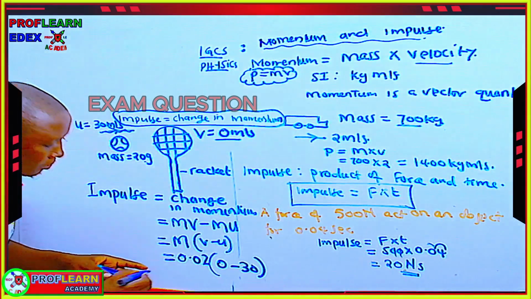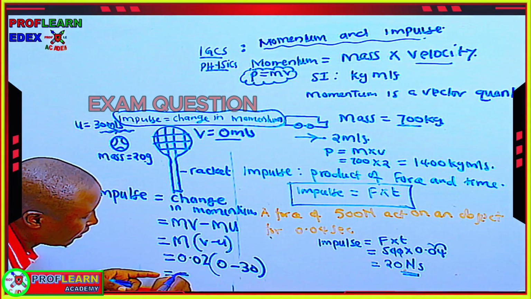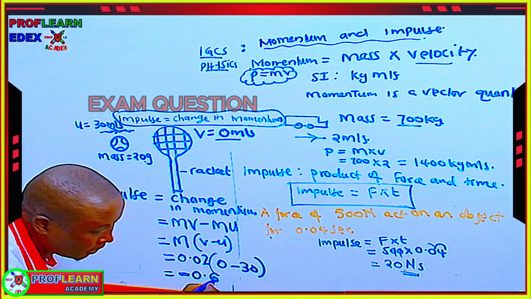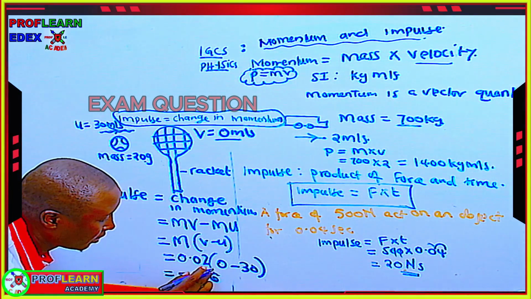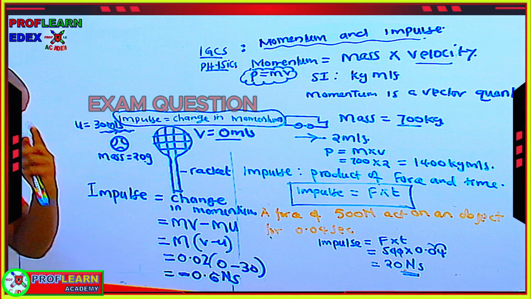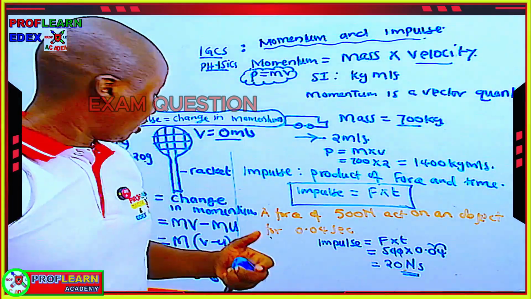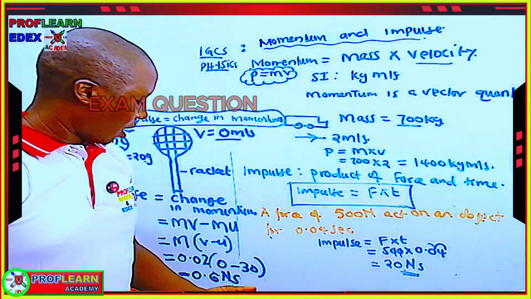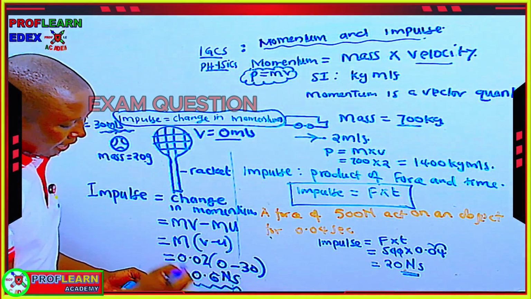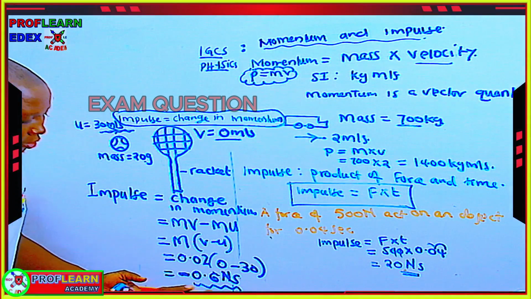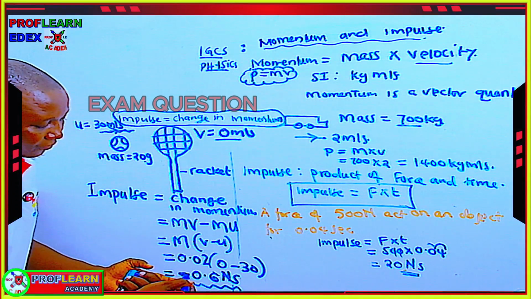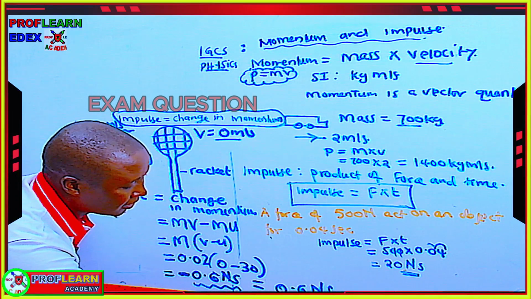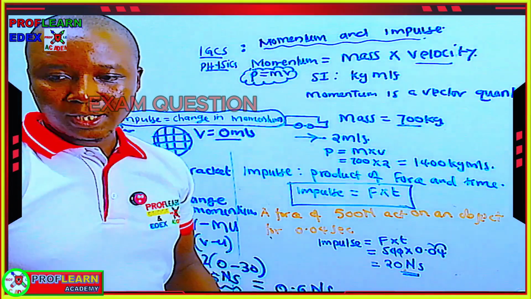Something that you need to remember is that our answer is going to be negative 0.6 Newton seconds. The units for impulse can either be kilogram meter per second, or it can also be given as Ns. And there is no harm in having a negative here. We can just say it is 0.6 Newton second. We can also give our answer like that.